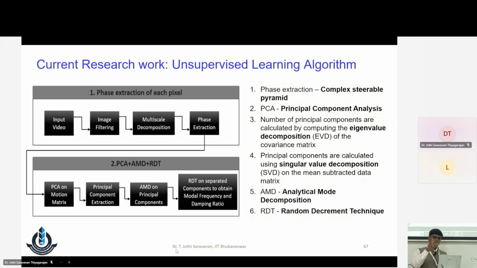Then you implement the AMD algorithm, which is analytical mode decomposition, because principal component analysis gives you components which have mixed modes. From that mixed mode I need to decompose which exact mode is excited, so I use analytical mode decomposition, the AMD technique. Then again I follow the same pattern, the random decrement method, to get the free decay signal and do the modal parameter analysis. So that's the idea behind it.